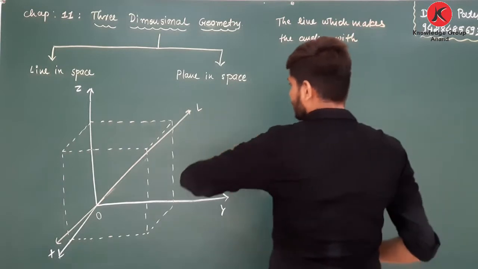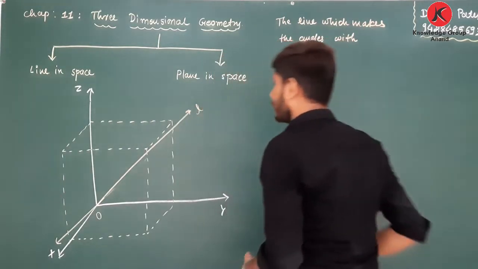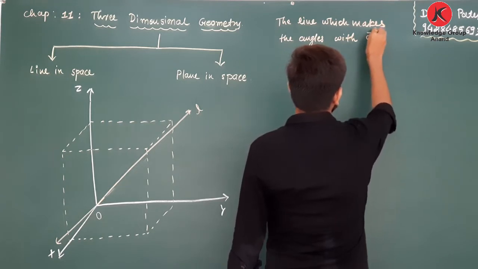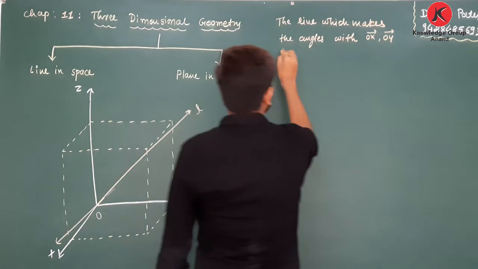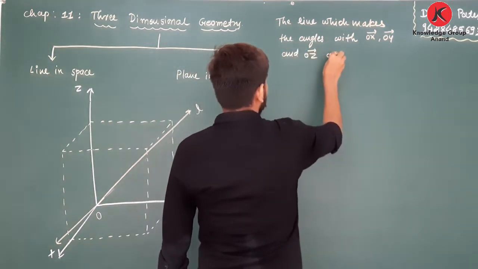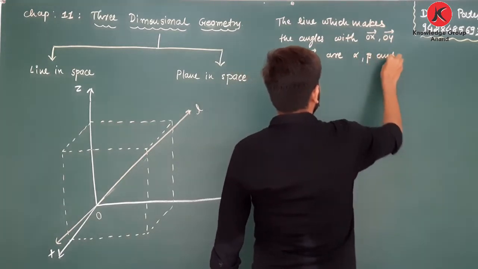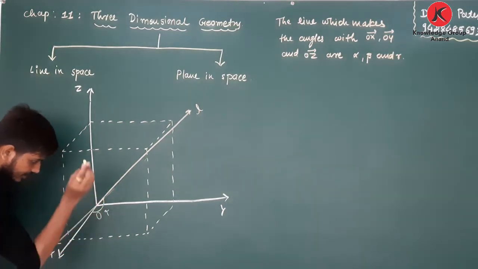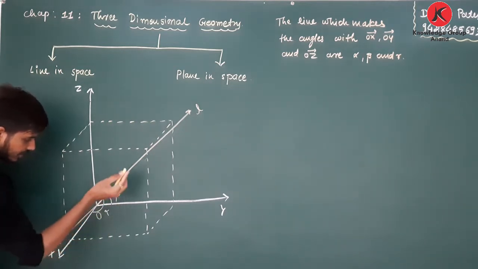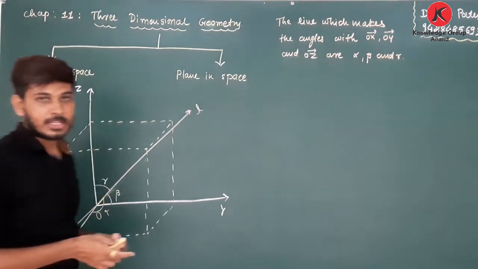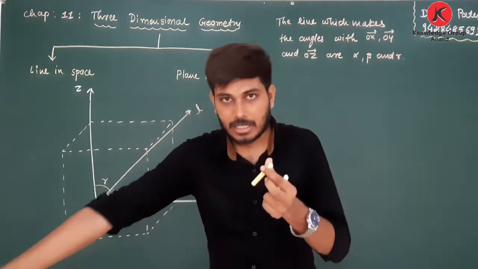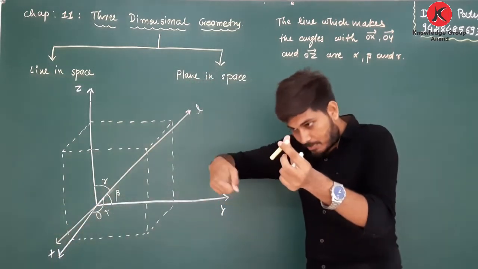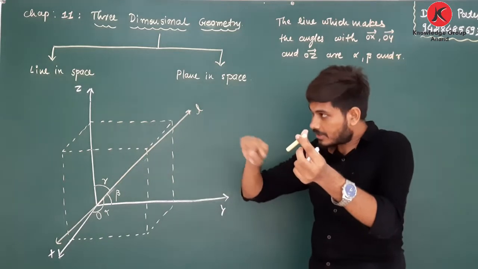I am assuming the name of this line is capital L or small l. We can represent it by capital L as well as small l. The angles with the positive direction of the x-axis, meaning OX, OY and OZ, are alpha, beta and gamma. This line will make the angle with the positive direction of the x-axis alpha, with the positive direction of the y-axis beta, and with the positive direction of the z-axis gamma.